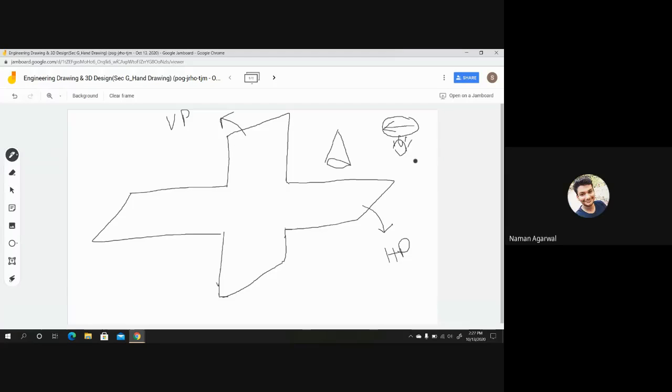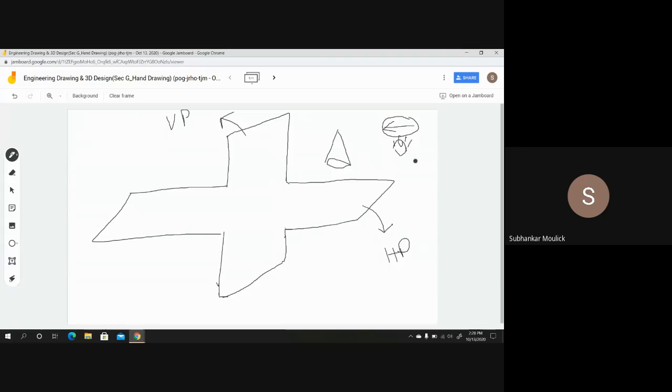Front view. The side view. Front view. How can it be the side view? I am looking at the object from the front side. So how can I see the side view? If I am looking at any object from the side, either from my left-hand side or my right-hand side, then only I can see the side view of that object.